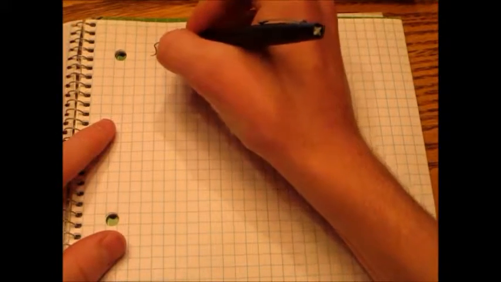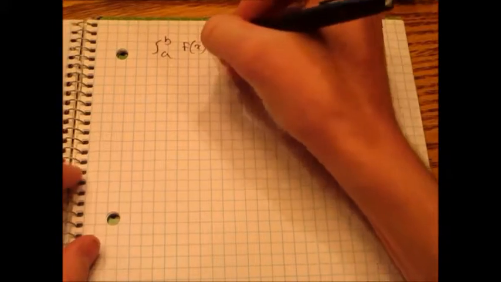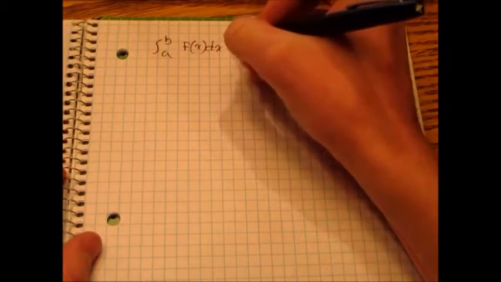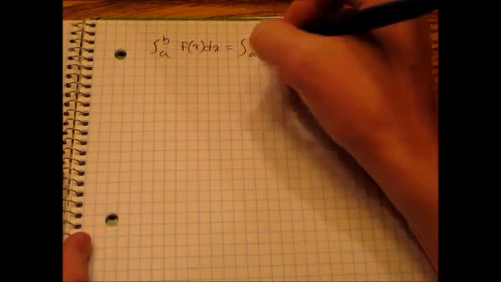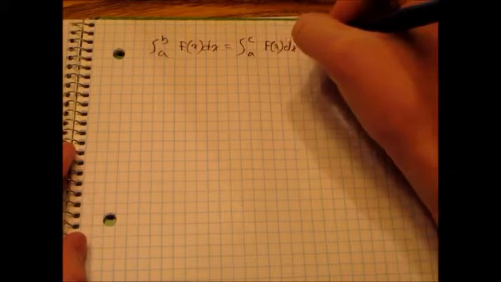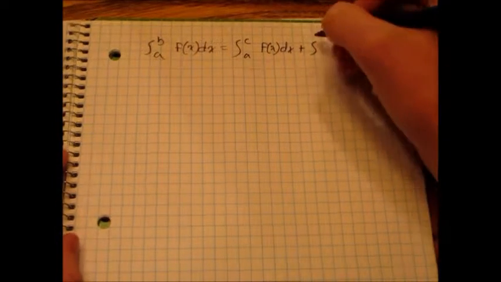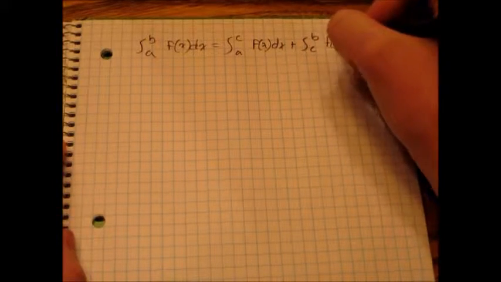Alrighty, so another thing we can do with definite integrals: there are some properties which can be extremely useful. You can have the integral from a to b of f of x dx, and that is equal to the integral from a to c of f of x dx plus the integral from c to b of f of x dx.